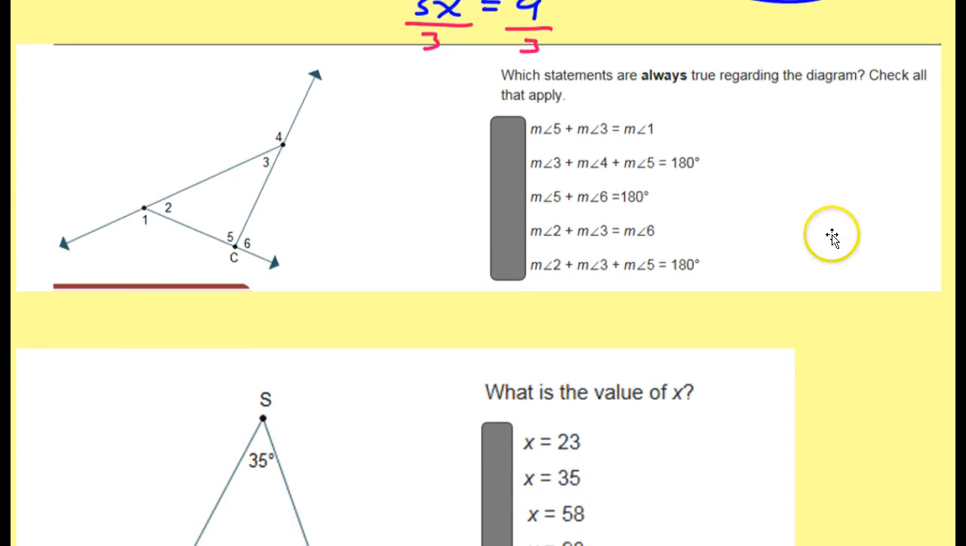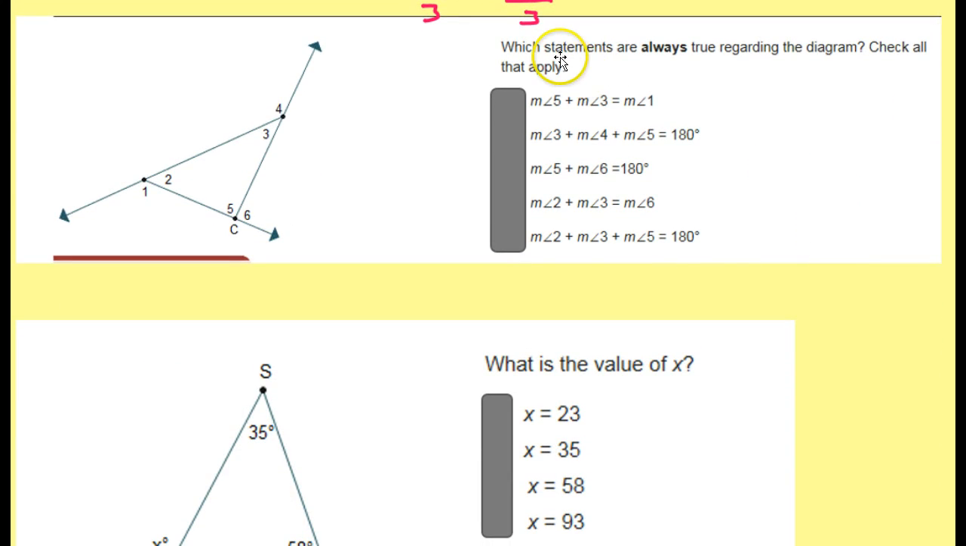All right, what's next? Which statements are always true regarding the diagram? Check all that apply. So I guess we have to take each one of these one at a time. So the measure of angle 5, that's right here, plus the measure of angle 3, will that always equal the measure of angle 1?